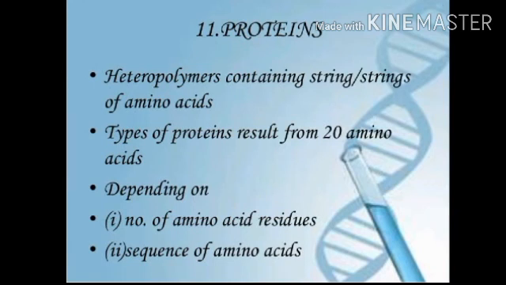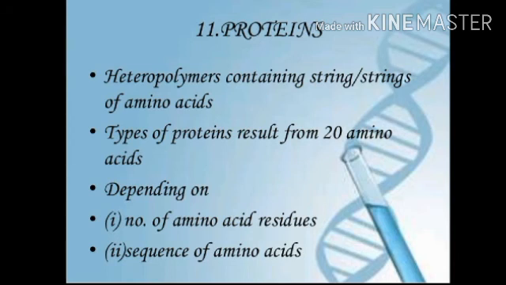Next we start proteins. Proteins are heteropolymers containing a number of types of amino acids. There are 20 types of amino acids present in the cytoplasm which form different types of proteins, depending upon the number of amino acid residues and the sequence of amino acids.